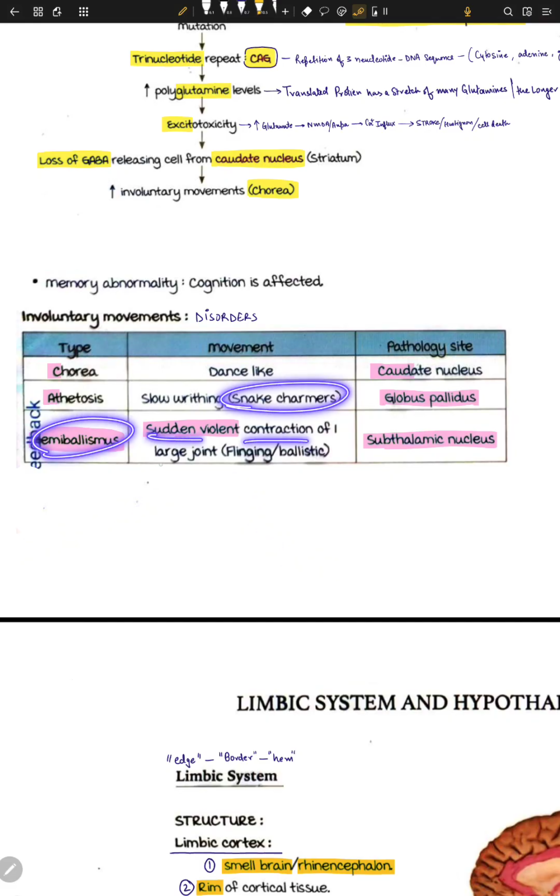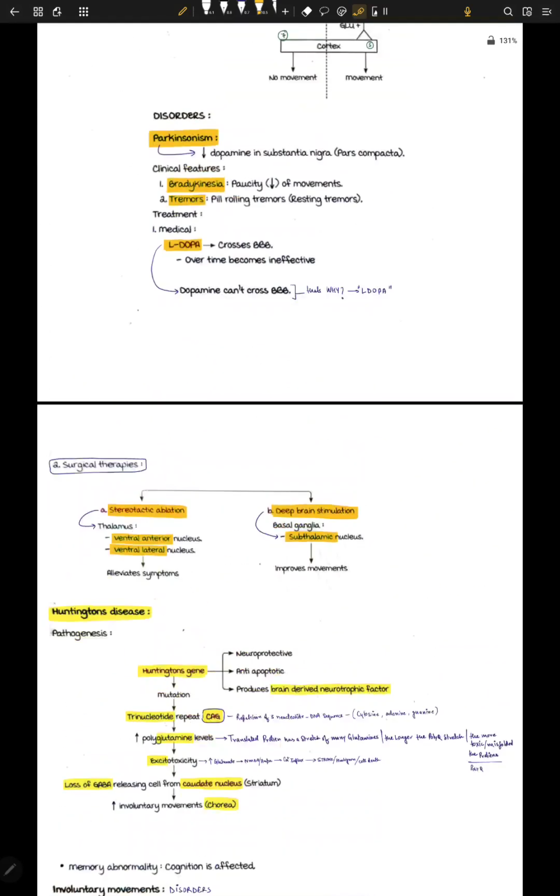Hemiballismus is a sudden, violent contraction of a large joint, flinging and ballistic, and involves the subthalamic nucleus. So if you have some problem in the subthalamic nucleus, you will have hemiballismus. So that's the whole story of the basal ganglia.